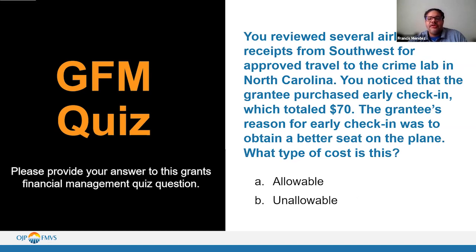You reviewed several airline receipts from Southwest for approved travel to the crime lab in North Carolina. You noticed that the grantee purchased early check-in, which totaled $70. The grantee's reason for early check-in was to obtain a better seat on the plane. What type of cost is this? Is this an allowable or unallowable cost?